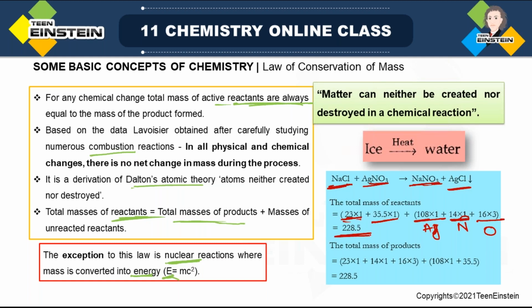Now look at the product side. We have sodium, so 23 into 1. We have 1 nitrogen, so 14 into 1. And for 3 oxygen, 3 into 16, since each oxygen is 16. And AgCl precipitate, this is for Ag, this is for chlorine. So again we are getting the same value. So it proves that matter is the same, that is, mass is the same. So we can say matter cannot be created nor destroyed when a chemical reaction is involved.